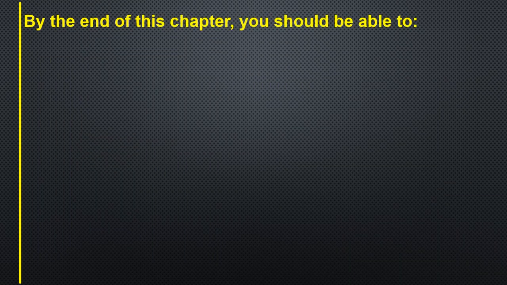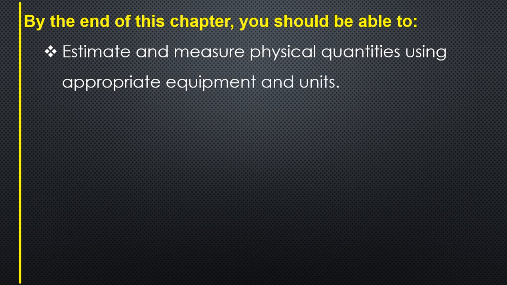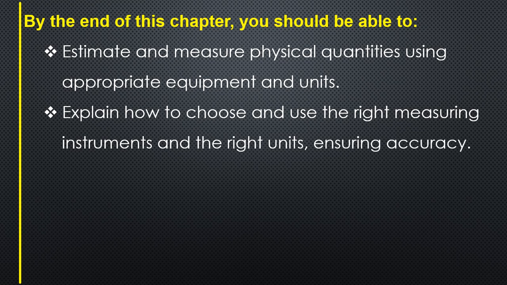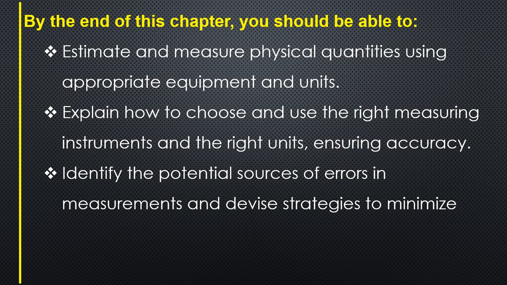So by the end of this chapter, you should be able to estimate and measure some physical quantities using appropriate equipment and stating the units of what you have measured. You should be able to explain how to choose and use the right measuring instruments and the right units, ensuring accuracy. You should be able to identify the potential sources of errors in the measurements you make and devise strategies to minimize them.